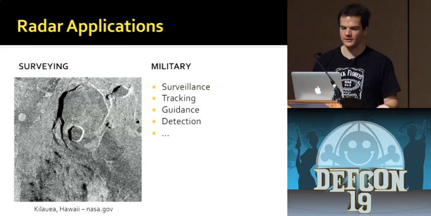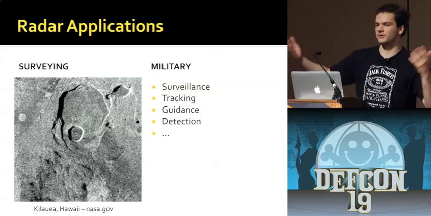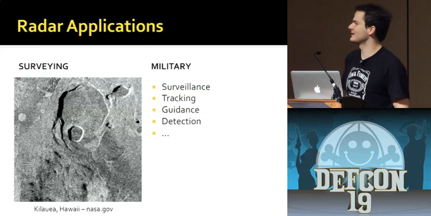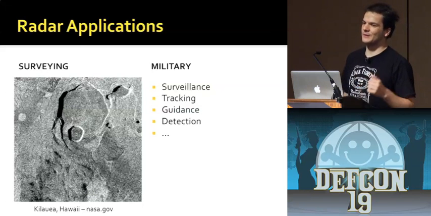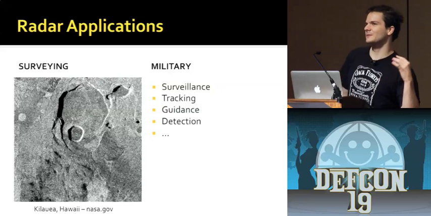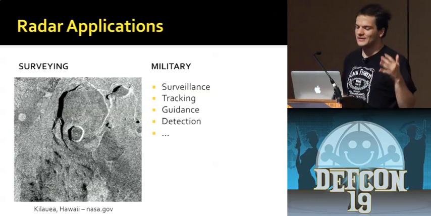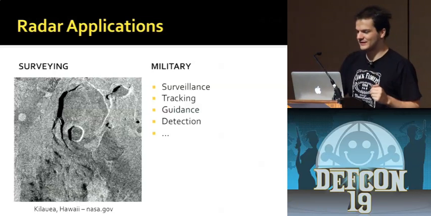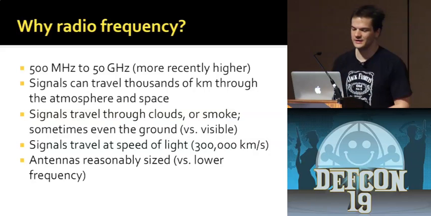It's used for surveying applications, so you can fly a plane over some terrain and get a 3D image of what the terrain looks like. That's pretty useful. And the military uses it for practically everything. They love radar. It's hard to get some good examples, but pretty much any system that involves shooting something somewhere or looking at something, or anything that they might want to do, is going to use some sort of radar system. And like I said, it's kind of hard to get good examples. So why radio frequency?